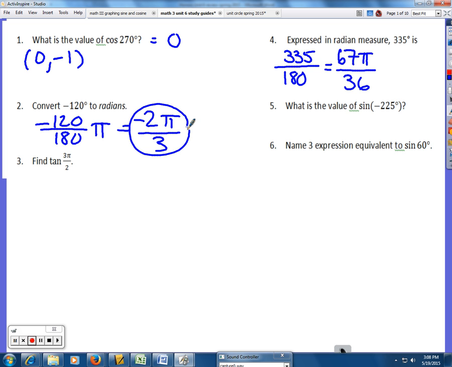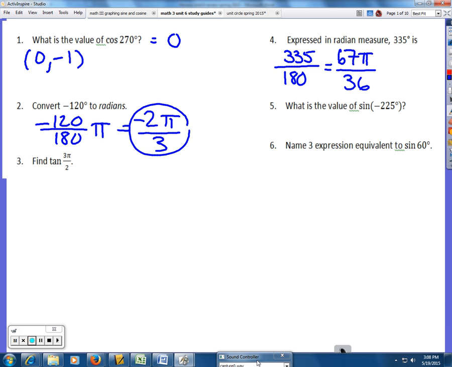If you looked at the study guide that I did, that one was incorrect, so I'm going to fix that. And when you look at the solutions on the wiki this afternoon, go by the fixed one, not what you saw in class today. Number 3, the tangent of 3 pi over 2.